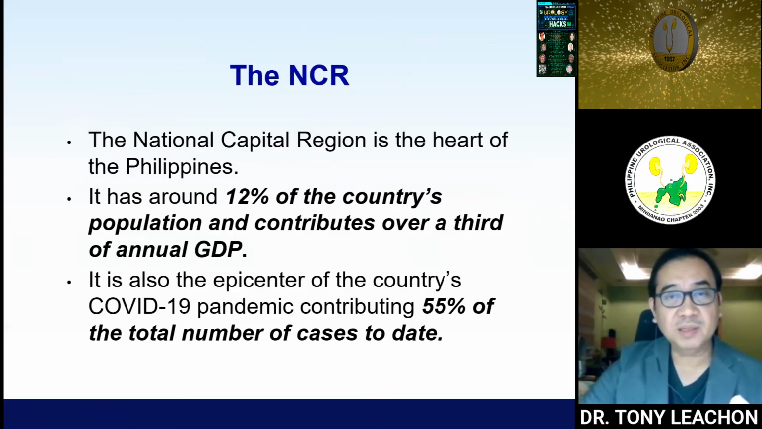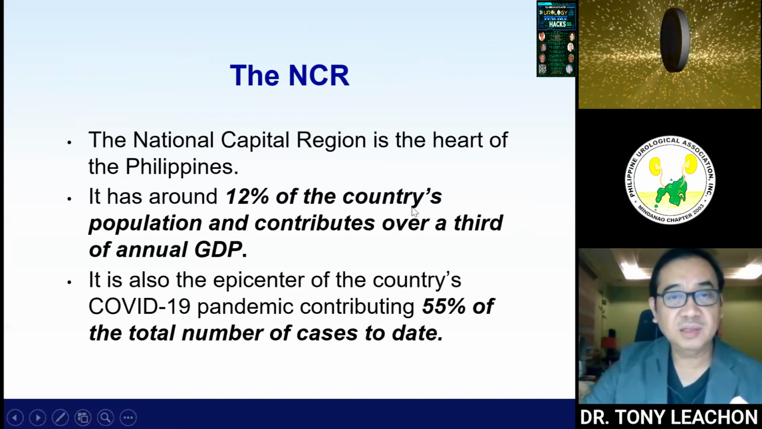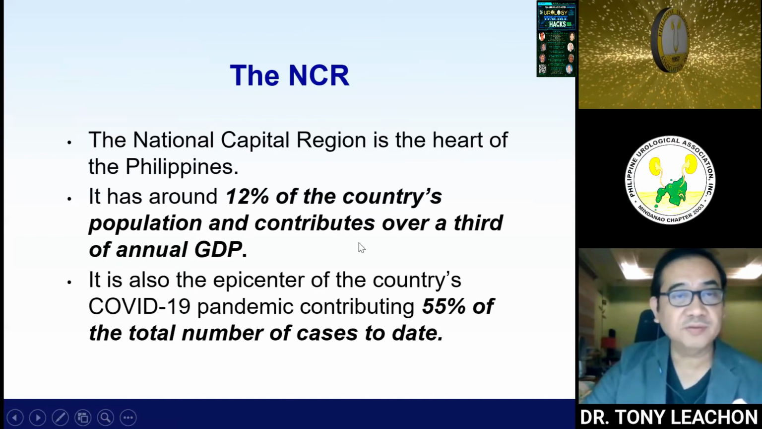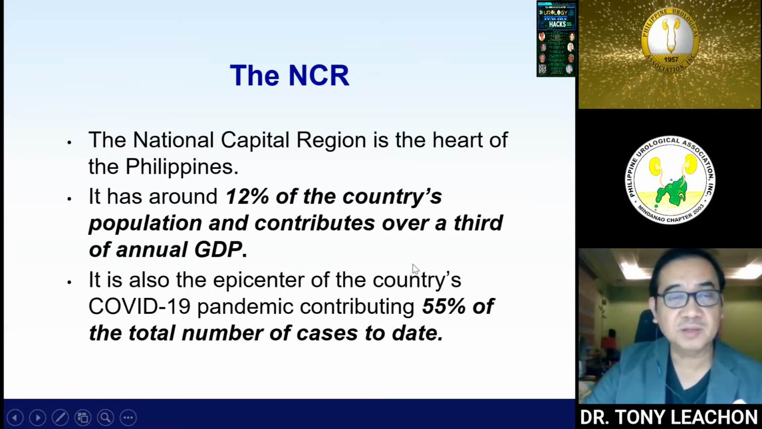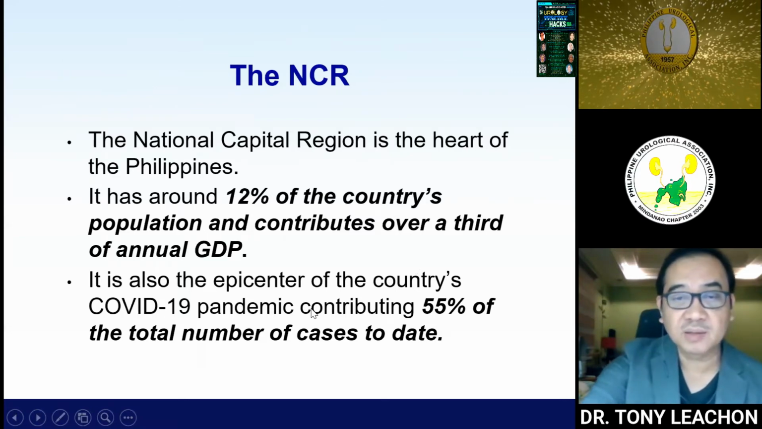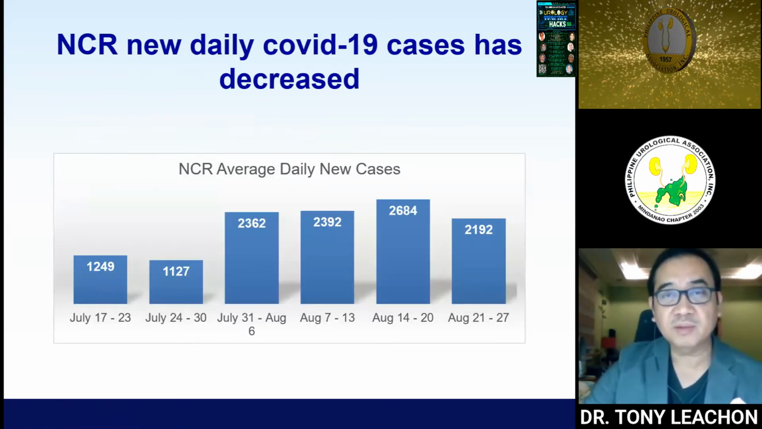The National Capital Region is the heart of the country. It has around 12% of the country's population, basically about 12 million, and contributes to about a third of the annual gross domestic product. And thus, it is the epicenter of the country's pandemic, contributing 55 to 60% of the total number of cases to date.